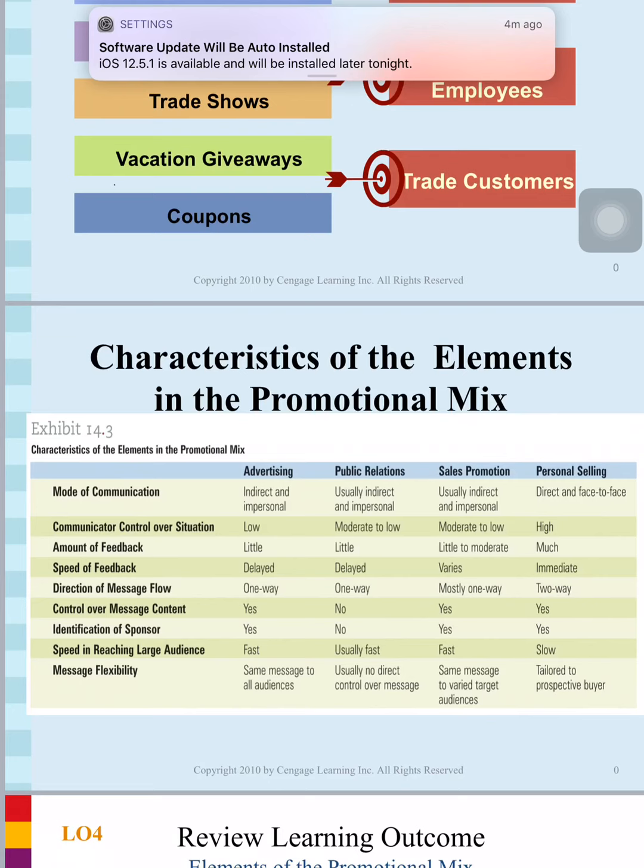But for personal selling, it is direct and face to face. Communicator control over the situation is low for advertising, moderate to low for public relations, and moderate to low for sales promotion. But for personal selling, the communicator control over the situation is high. So I guess this one you can read on your own.